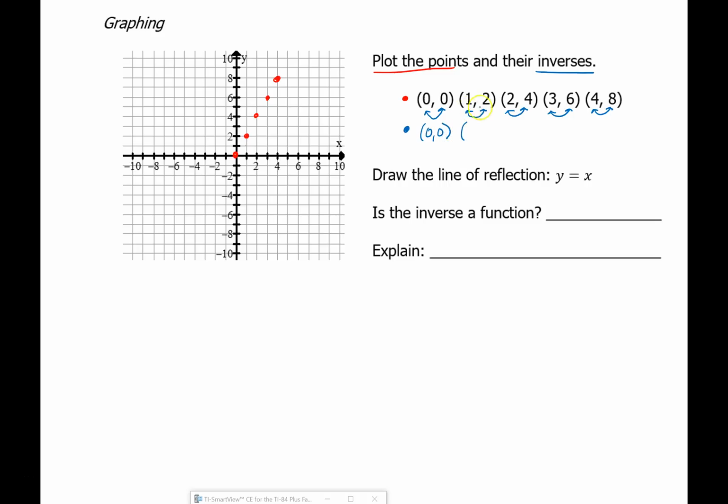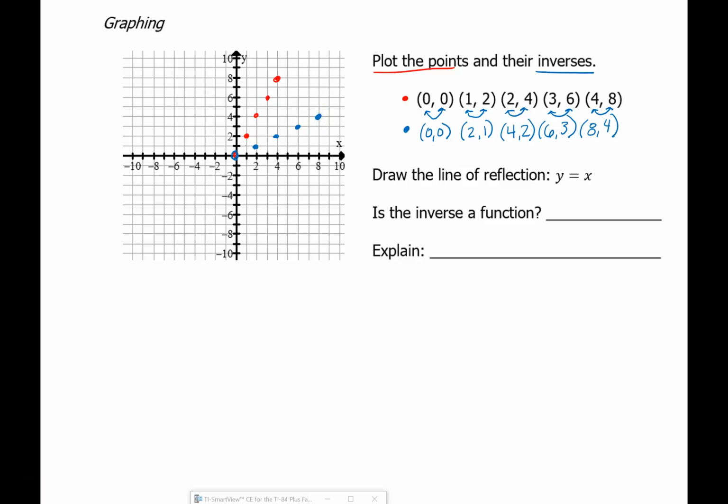But this one, (1, 2), is going to become (2, 1). (2, 4) becomes (4, 2). And so on. (6, 3) and (8, 4). All I've done was flip the x's and y's, or interchanged them. Now if I plot all of these points, (0, 0) is still there. Then you've got (2, 1), (4, 2), (6, 3), and (8, 4).